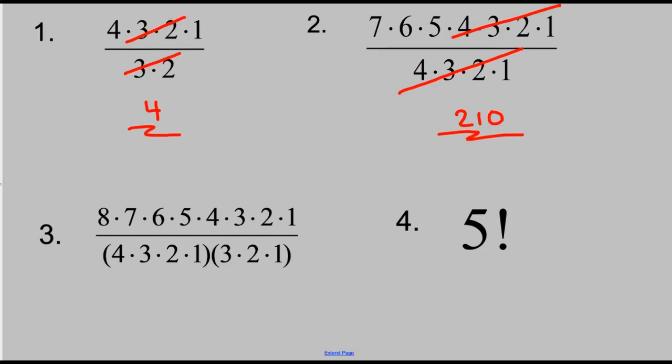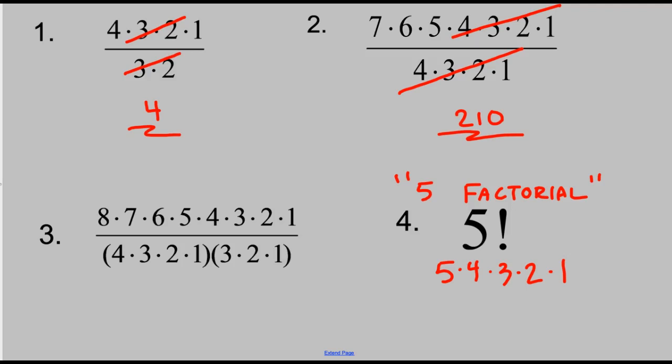I'm going to jump to number 4 and then I'll go to number 3. Have you ever seen the exclamation point in math as a symbol? It's called factorial. You would say this as 5 factorial. The factorial part means that you multiply that number times the next whole number smaller, times the next whole number smaller, all the way down until you get to 1. That's what the factorial is.